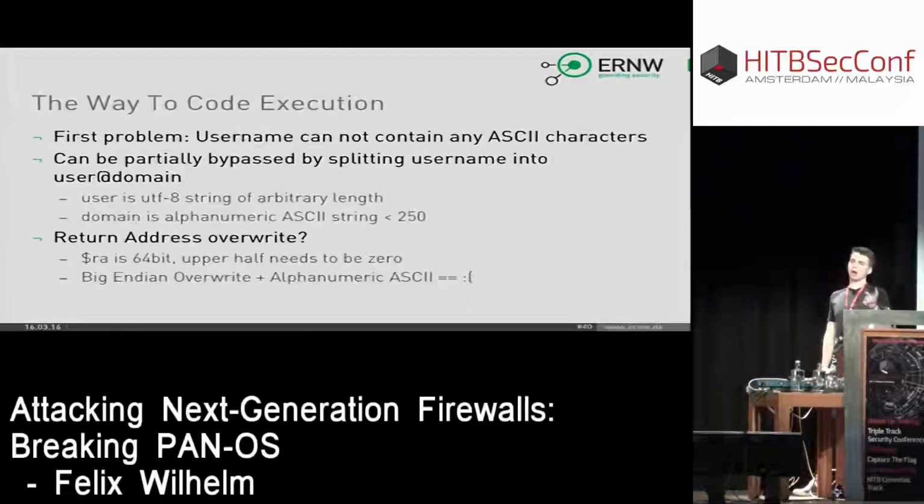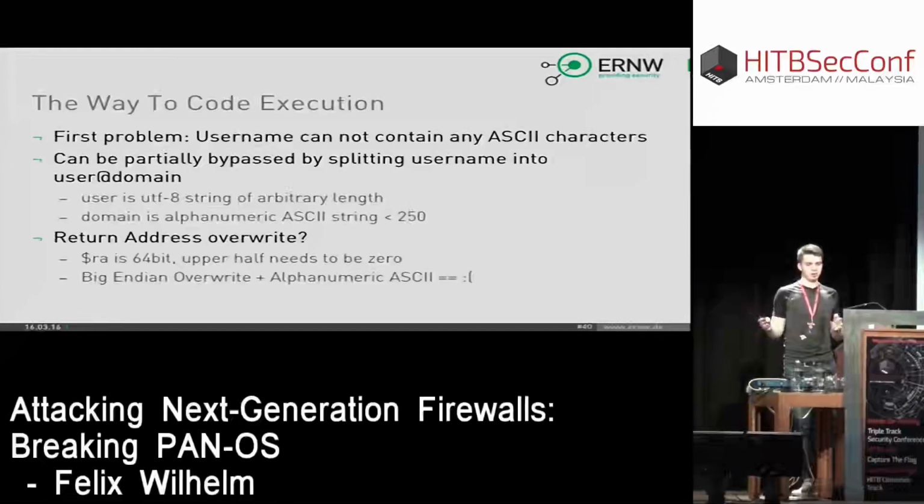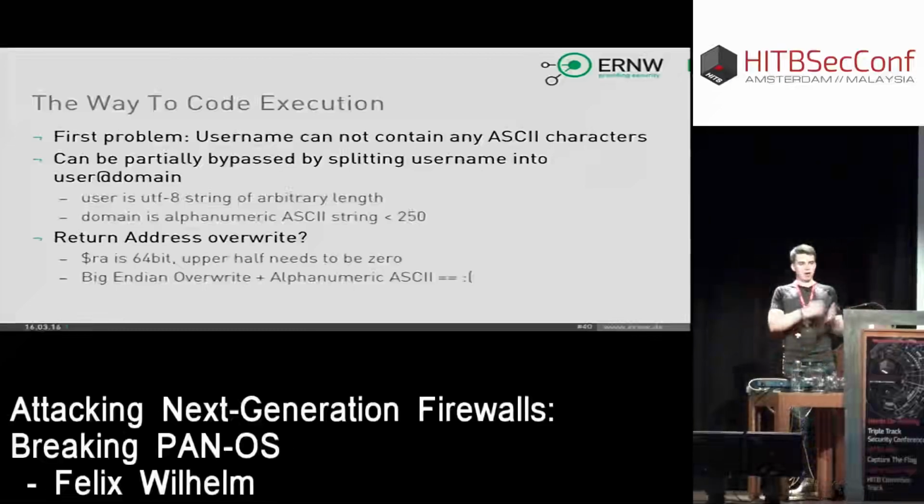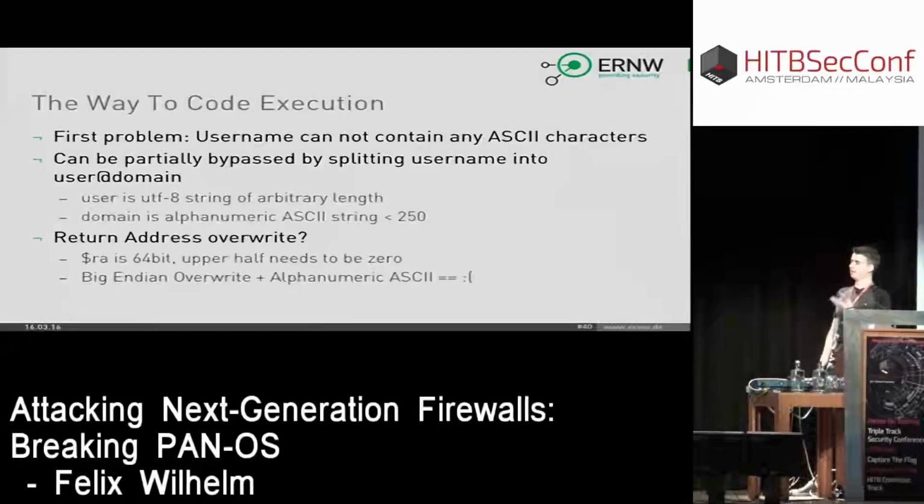Luckily, we can bypass this by splitting our username into a user and a domain part. The user part is this UTF-8 string of arbitrary length, and our domain part is an alphanumeric ASCII string that's shorter than 250 bytes. So we still don't control this domain part completely. We can't use any special characters, but at least we can use all the alphanumeric ASCII range, which is enough, as we will see later on.